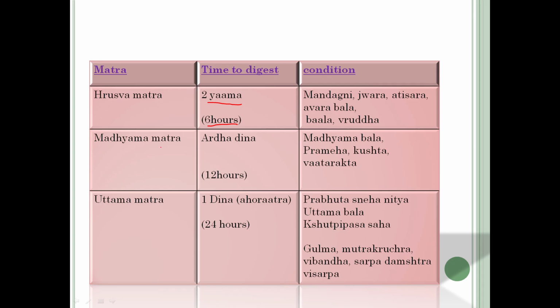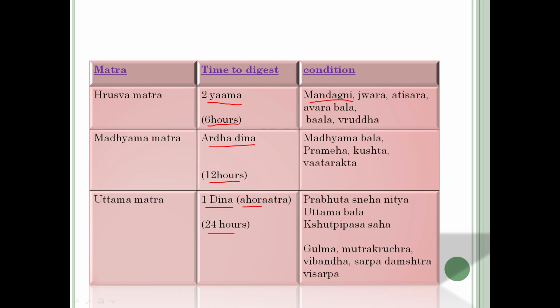What is Madhyama Matra? Madhyama Matra will take Ardha Dina or 12 hours. So it will take 12 hours to digest. And Uttama Matra is 1 Dina, that is whole Ahoratra. It will take 24 hours. Purna Dina it will take. So in which conditions are these matras explained? One condition for Hriswa Matra is Mandagni.